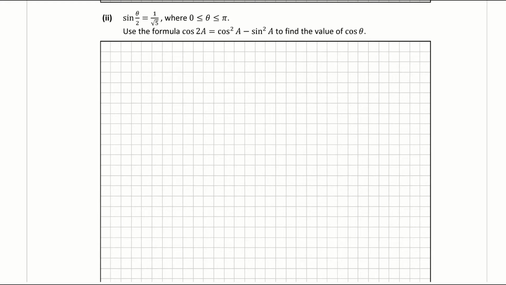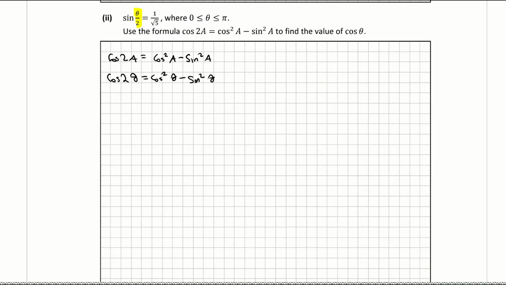So like we said, we must use cos 2A is equal to cos squared A minus sine squared A. Now the question is talking in terms of theta, so I'm just going to change my A there to a theta. So I'm looking at cos 2 theta equals cos squared theta minus sine squared theta. So that's the first thing I'm going to do. The next thing is that you can look at our angle here. Our angle is actually theta over 2, not theta.